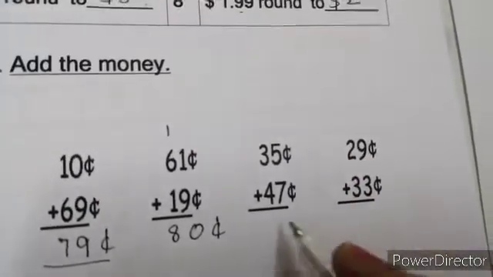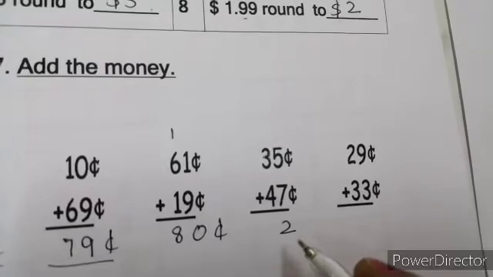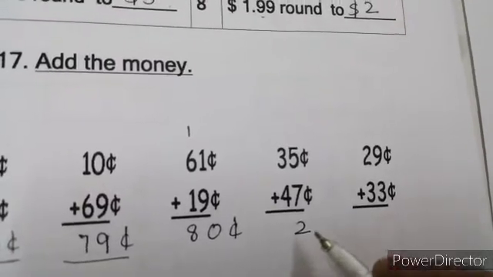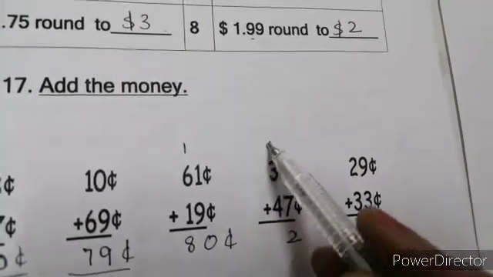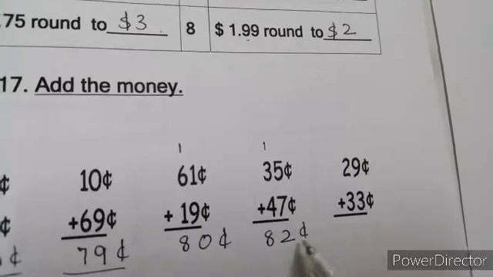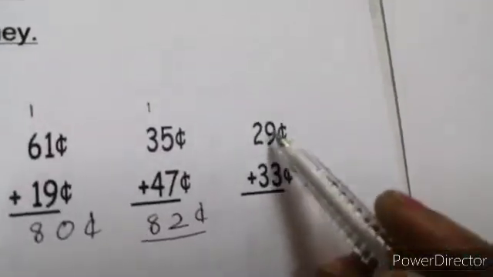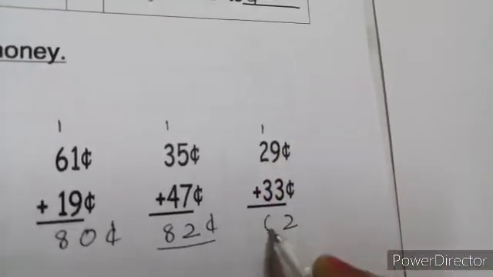5 plus 7, 12. 7 in mind, 5 in fingers. 8, 9, 10, 11, 12. And put 1 carry over. 1 plus 3, 4. 4 plus 4, 8. 82 cents. 9 plus 3, 12. 1 carry over, 6.